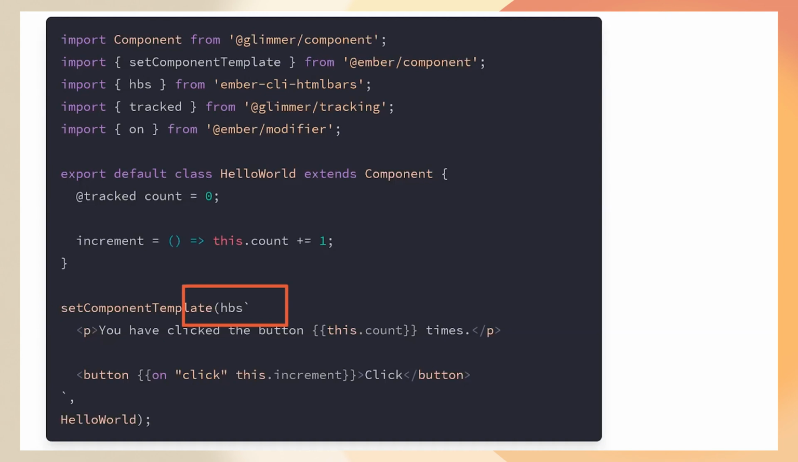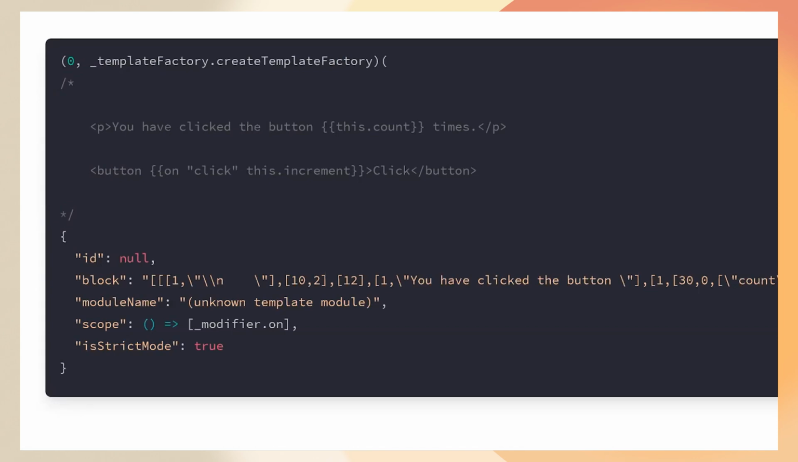Though this is sort of a lie, the HBS function from Ember CLI HTMLBars only supports the loose mode compiling, which means you don't need to import the on modifier. So what's happening in this app and what needs to happen in single file components is strict mode compilation. That means that when the template is compiled, a list of references is collected, and if these references don't exist, rendering will fail.